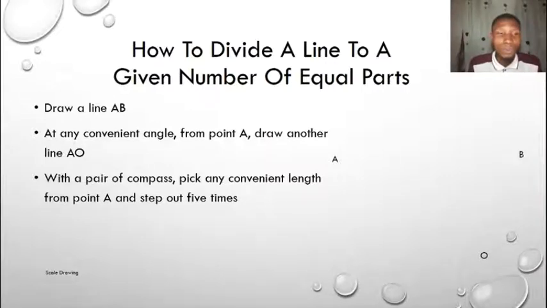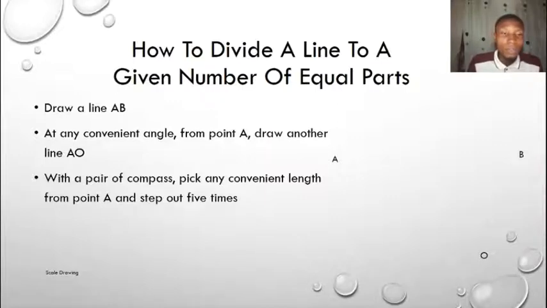So the next thing you have to do is, with a pair of compasses, you pick any convenient length from point A and step out 5 times. This means we are going to divide our line into 5 equal parts. We want to divide the line into 5 equal parts, so we are going to step out 5 times. If you want to divide the line into 10 equal parts, you step out 10 times. If you want to divide it into 4 equal parts, you step out 4 times. If it's into 50 equal parts, you step out 50 times.